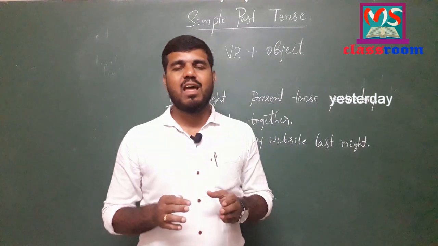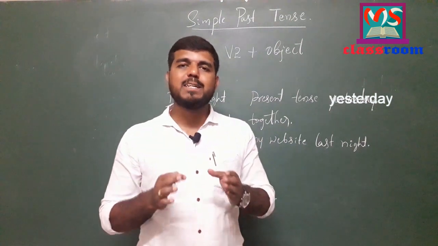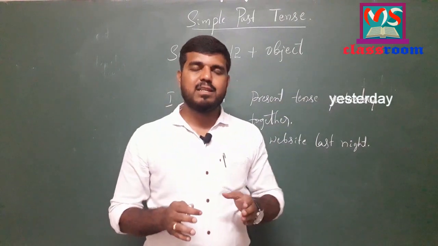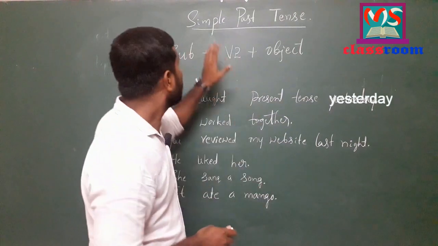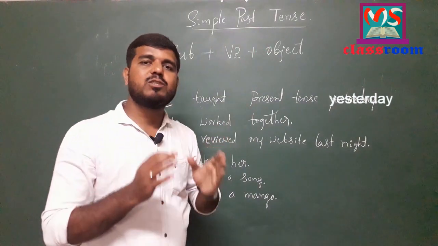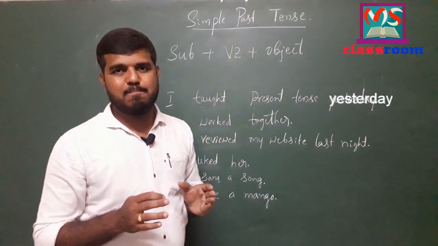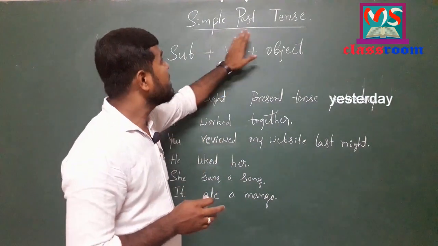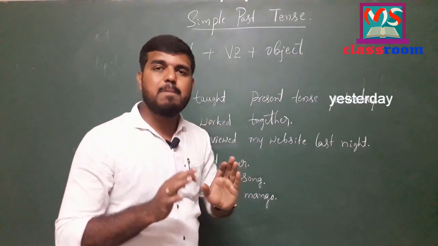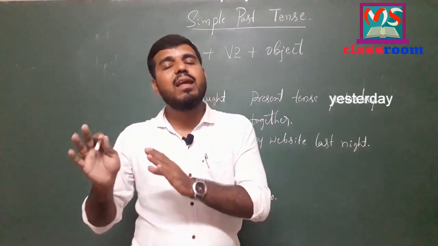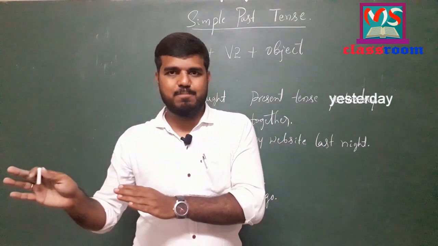In my previous session, I discussed present perfect continuous tense and its uses with examples. Now I am here to discuss simple past tense and its uses with examples. Before going to know its uses and examples, let us know the meaning of simple past tense. Simple past tense describes an action which is already completed in past time.